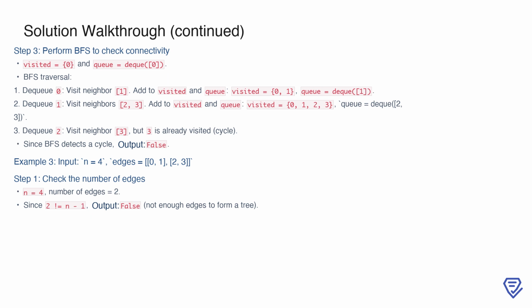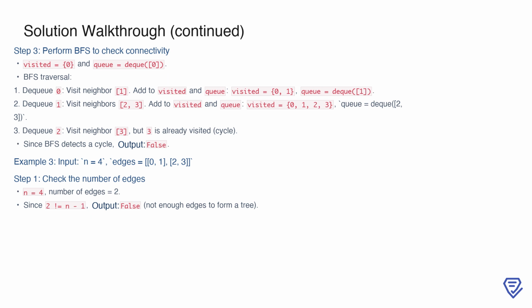However, since 3 is already in visited, we detect a cycle. A valid tree cannot contain cycles, so we conclude that the graph is not a valid tree. The output is false. In another example, we consider n equals 4 and edges [0, 1], [2, 3].